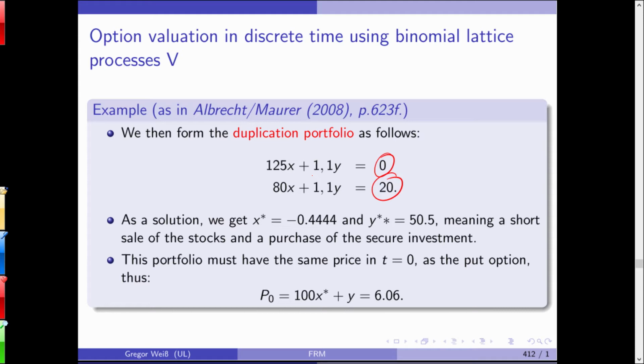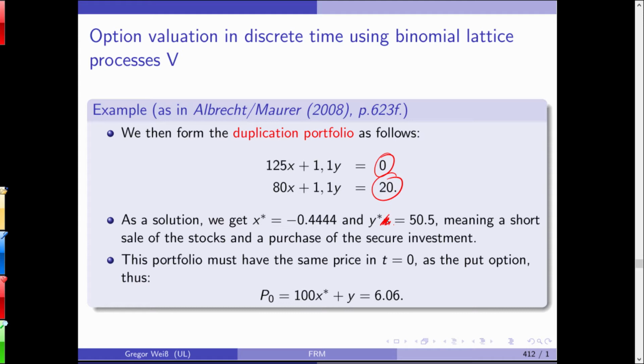Now, this is very simple. You solve this linear equation and we get x star is minus 0.44 and so on. And we invest 50.5 into the risk-free rate, meaning we need a short investment in the stock and we need to buy the risk-free bond.